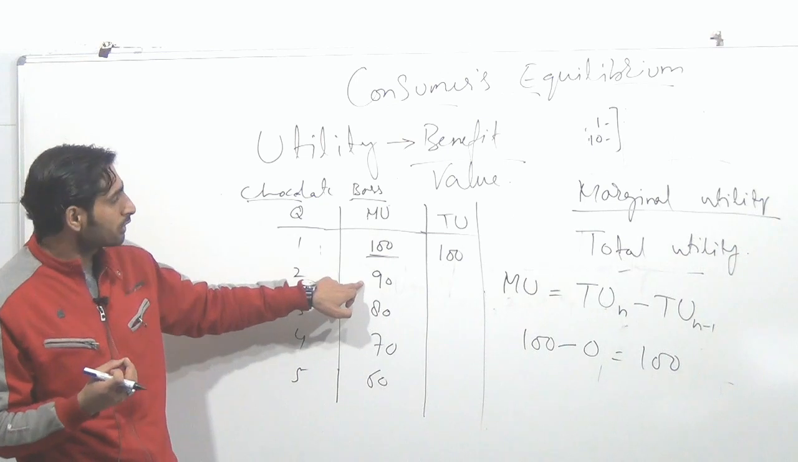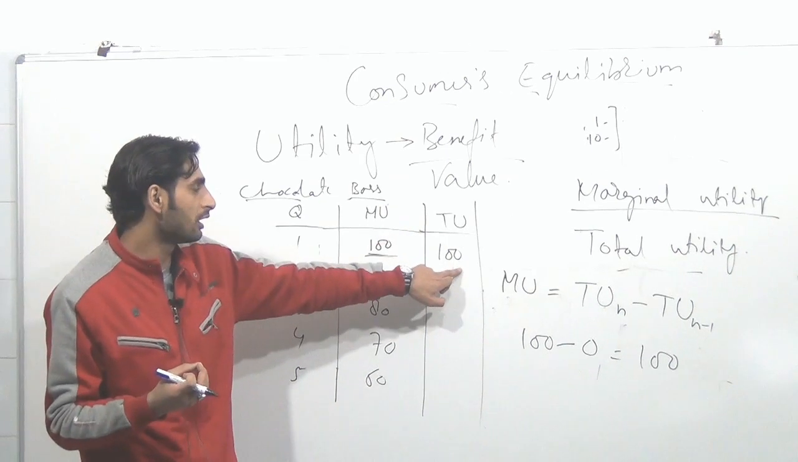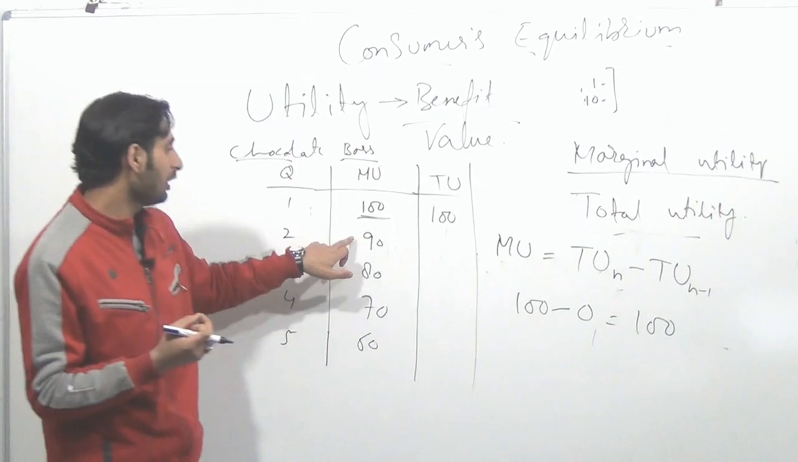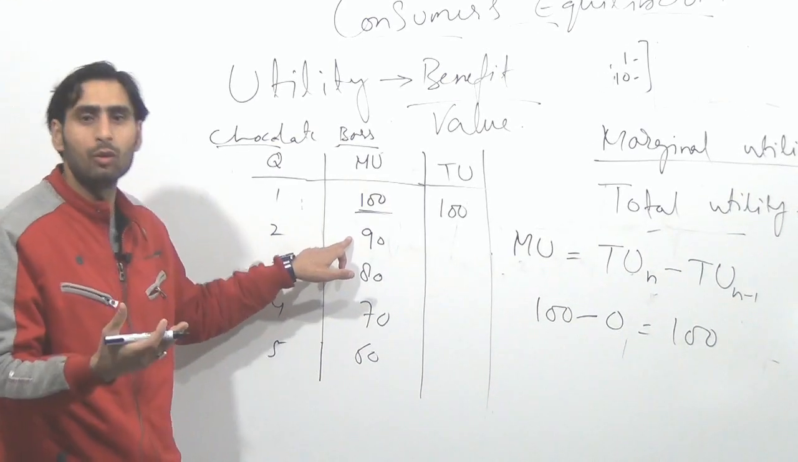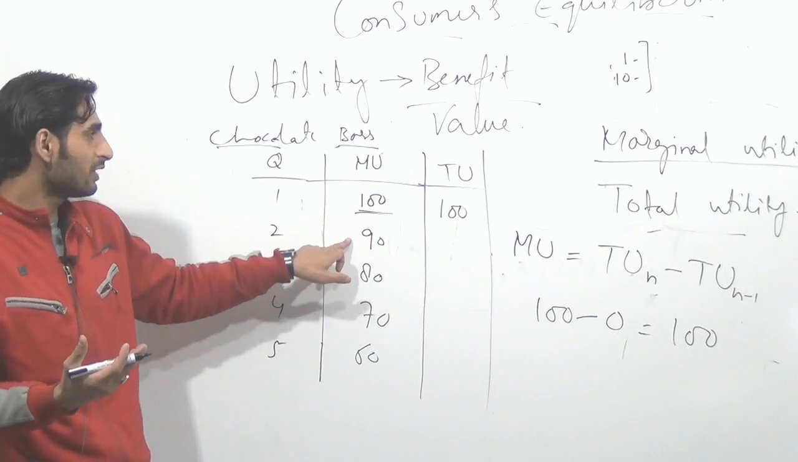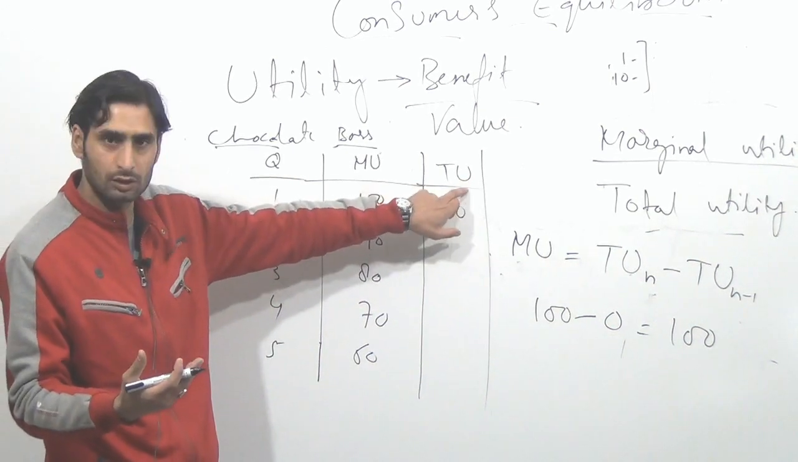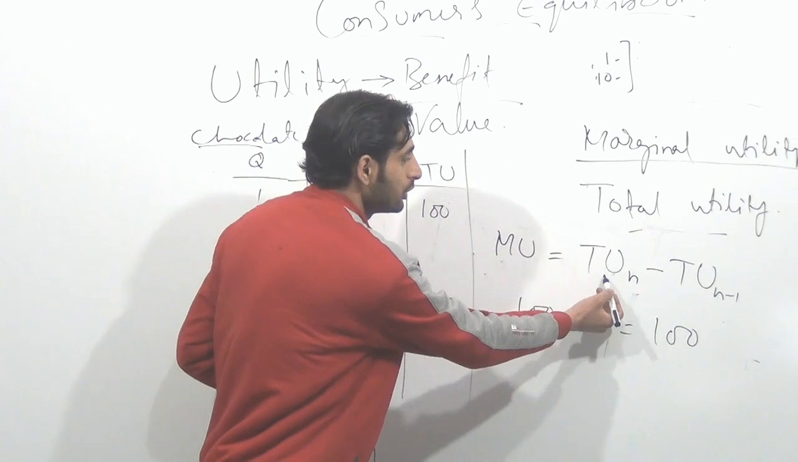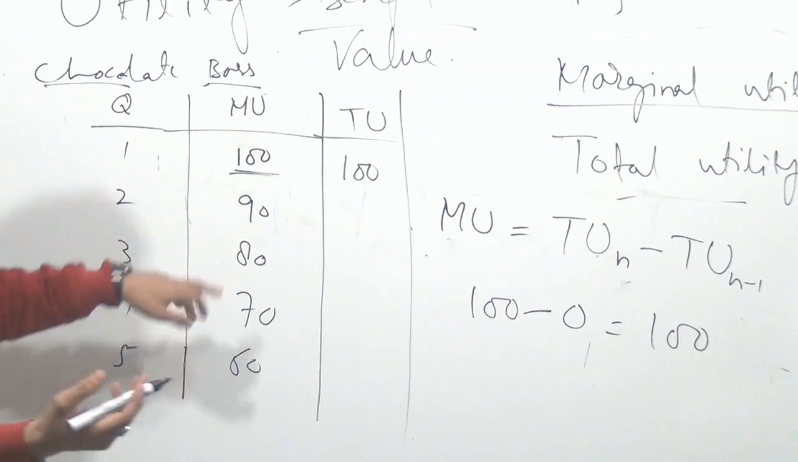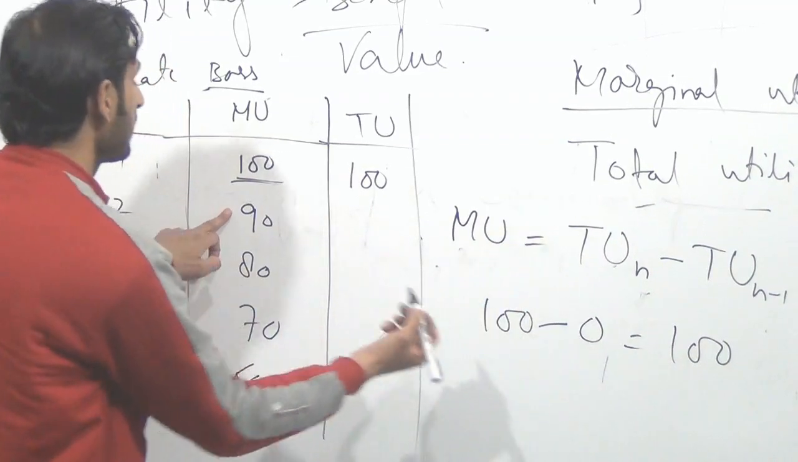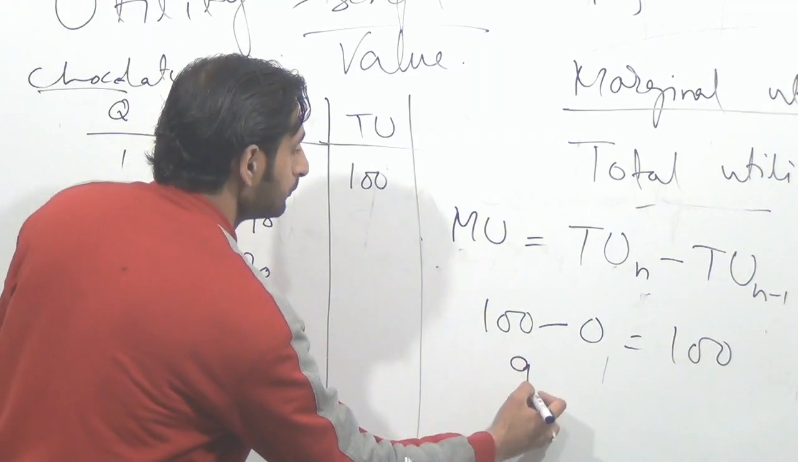Likewise, when I am talking about the total utility here, the 100 as it is here, now I'll come to the second unit. The second unit will impart me some more units of utility that will get added to this total utility. How will I evaluate it? Again, the total utility at n minus total utility at n minus 1.